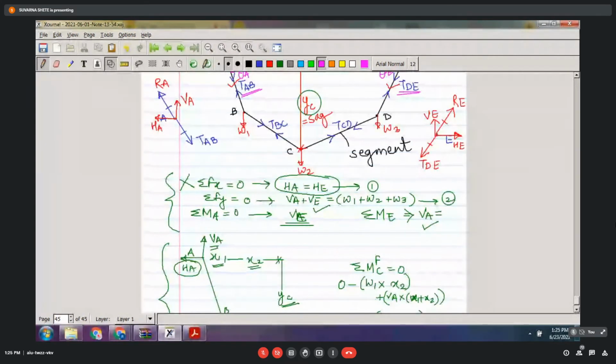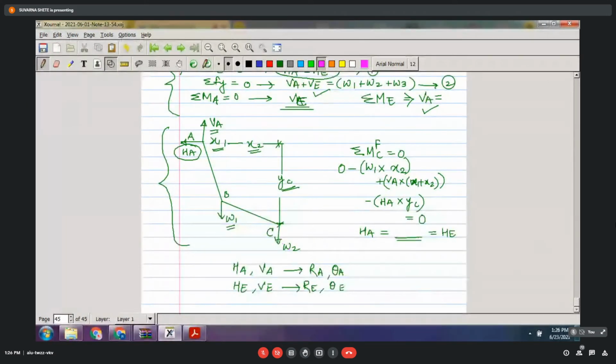I will now isolate joint B. If I isolate joint B, I know that as the entire cable segment is in equilibrium, it is also in equilibrium. Can you tell me how many forces are acting on joint B? How many forces are keeping joint B in equilibrium? Three forces. Which theorem can we apply for equilibrium of three forces? Lami's theorem.